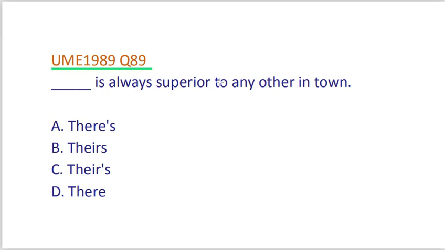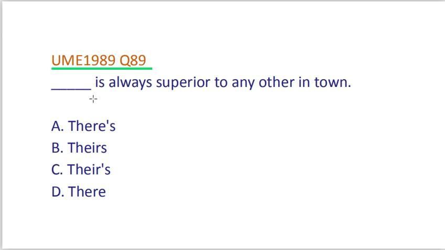To the last question, UME 1989, question 89. Dash is always superior to any other in town. A. Theirs, T-H-E-R-E apostrophe S. B. Theirs, T-H-E-I-R-S. C. Theirs, T-H-E-I-R apostrophe S. D. Their, T-H-E-R-E.